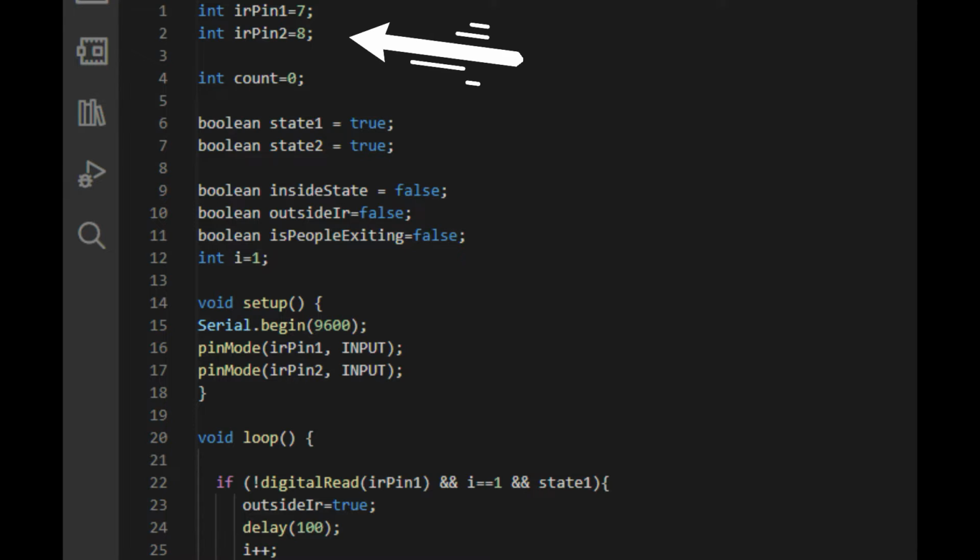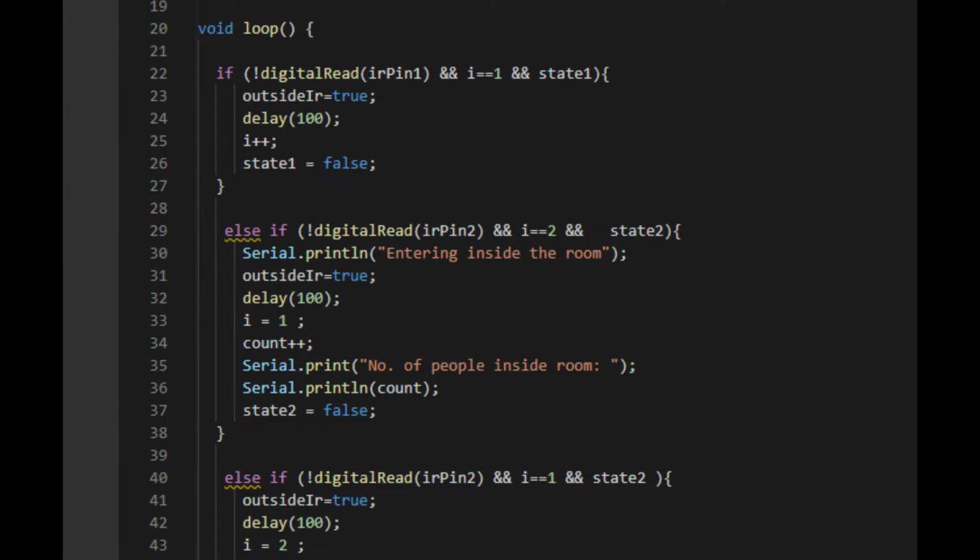Code explanation part. This part initializes the Arduino pins 7 and 8. The baud rate is set to 9600 and the Serial.begin function is used to display the output in the serial monitor. And both the IR pins are declared as input.